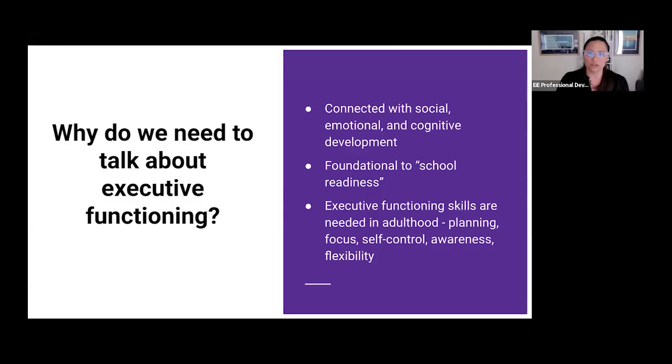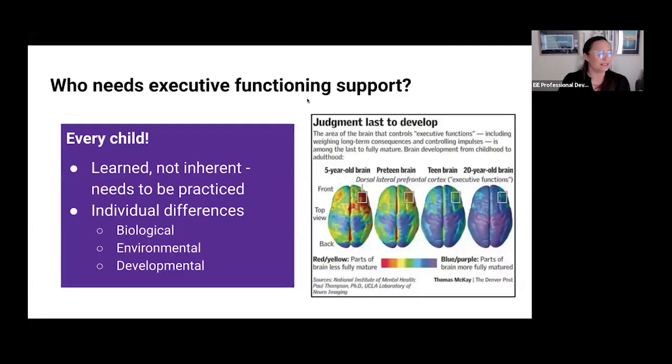So we're going to talk really quickly about who needs executive functioning support. And the first one right on that line is everybody. It's not an inherent practice. It is learned. And it's learned at different rates by different people. And so in some cases, it's a biological difference. Sometimes it's an environmental difference. Sometimes it's developmental. And I really like this picture that I stole from the Denver Post that's on the right-hand side. And you see this kind of mapping of the development of the brain over time. And we start with this 5-year-old. And they've mapped executive functioning skills to the prefrontal cortex. And we see that little box that you'll see.